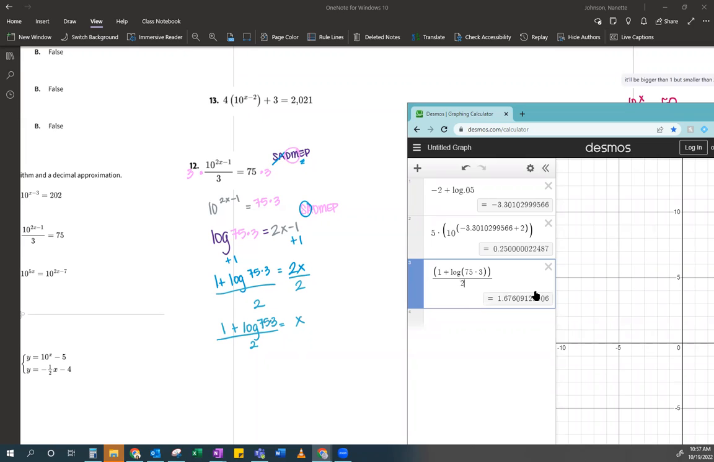So then this is approximately, x is approximately 1.6761.